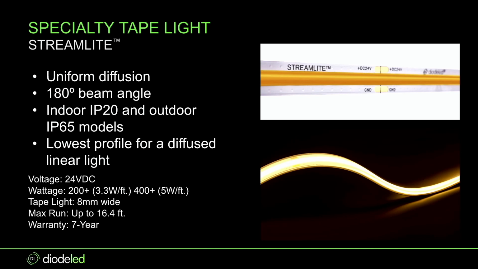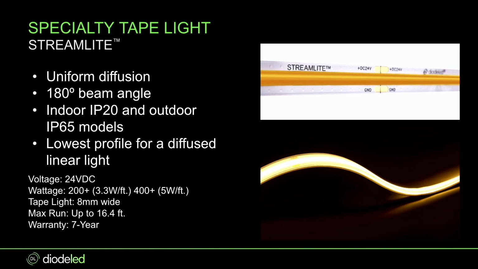So this is great for coves. This is great for even under cabinet. So instead of the light just kind of shining straight down, you'll get much more of that countertop lit up using STREAMLITE. So very important to mention, with all of the different options you have for STREAMLITE, you get a 180-degree beam angle. So with our STREAMLITE, this is our static white option.